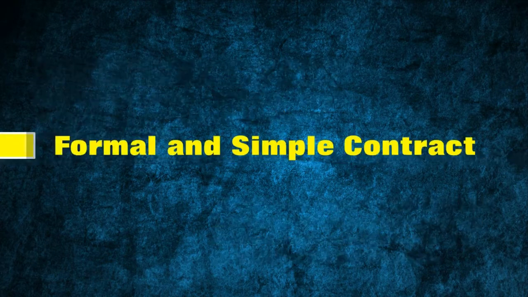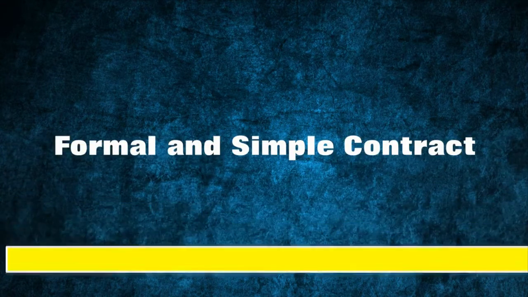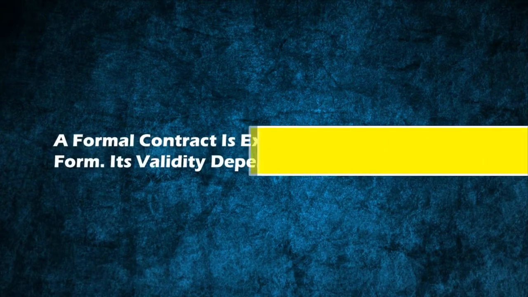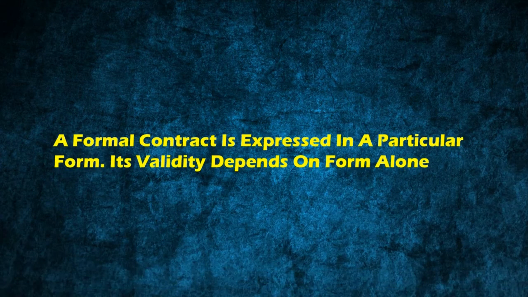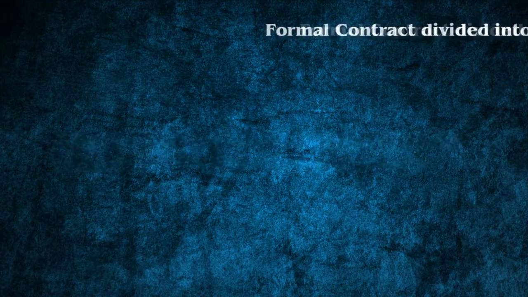Last type of contracts are formal and simple contracts. This classification is made in the English law. A formal contract is expressed in a particular form. Its validity depends on form alone, that is, it is in writing and is to be signed, sealed and delivered by the parties. The signature is usually attested.